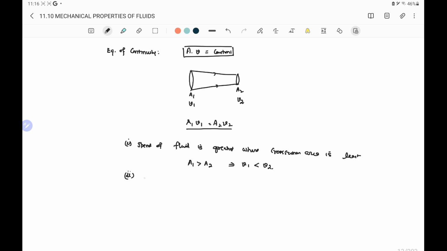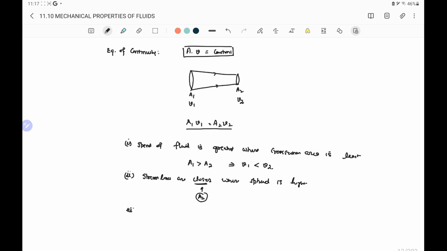Second, streamlines are closer where speed is higher. So in the figure, streamlines are closer for the area of cross section A2 because it is smaller.